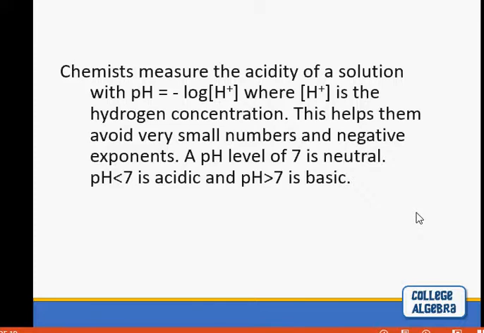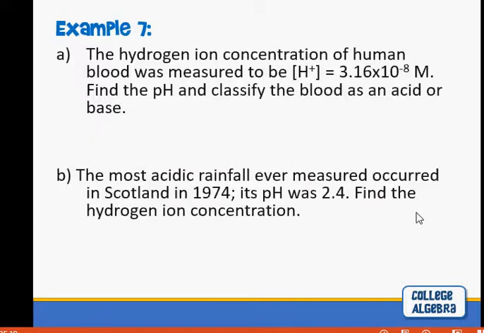So chemists measure the acidity of a solution with what they call the pH value, which is negative log of the hydrogen ion concentration. And there's their notation, the brackets, H to the plus for the positive charge. And that's the common log, log base 10. Okay? So this helps them avoid very small numbers and negative exponents. And they've defined the pH of 7 to be neutral, like purified water would be a pH of 7. Below 7 is acidic, above 7 is basic, or a base.